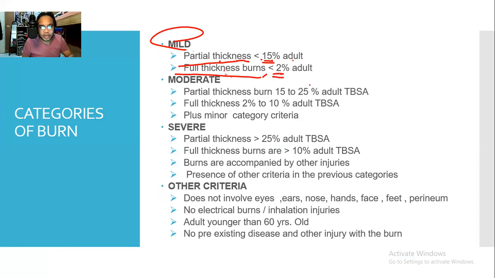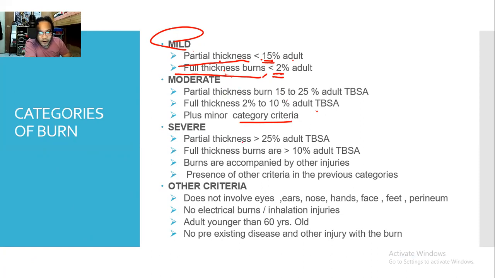And for your moderate, it is what? 15 to 25% total body surface area, full thickness natin 2 to 10%, no? And then plus minor category criteria. Ano ba itong mga minor category criteria? They're now going to consider yung mga comorbidity natin. Okay, kung meron ba tayong iba't ibang sakit din, okay, na nasa patient natin. Okay, these are what we call your minor criteria or category.